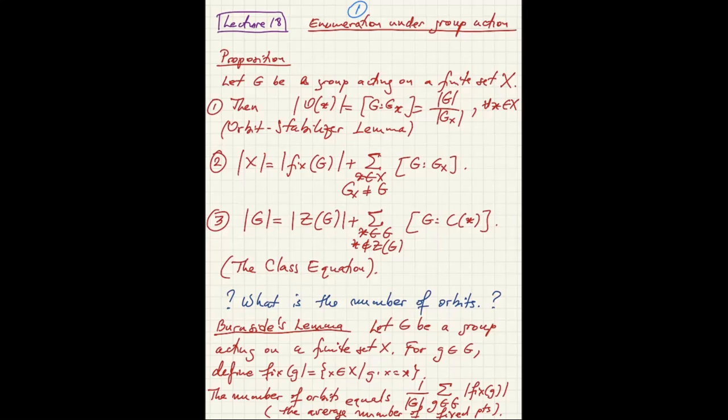As before, we have this group G acting on a finite set X. And for an element g of the group, we define Fix(g) as the collection of points from X that are fixed by this group element g. And Burnside's lemma states that the number of orbits equals the average number of fixed points, which equals this expression over there. It's 1 over the cardinality of the group, times the summation over all g in G of the cardinality of Fix(g). So it's the average of the cardinality of Fix(g) over all g in G.